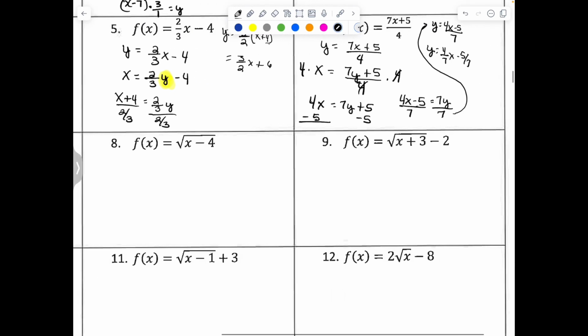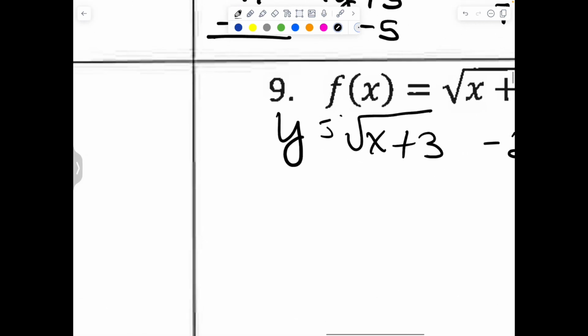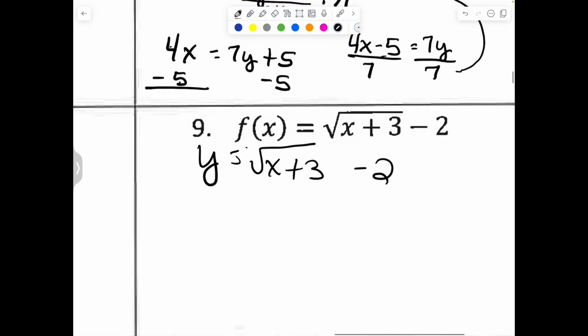Okay, I'm going to do problem number 9 with you, and I'll have you do some problems on your own. So for problem number 9, we're going to start where we always start. We're going to change f of x to y. And then we're going to square both sides. No, I'm sorry, we're not going to do that. Before we can square both sides, we have to get rid of the 2. Since we're subtracting 2, we're going to add 2 to both sides.